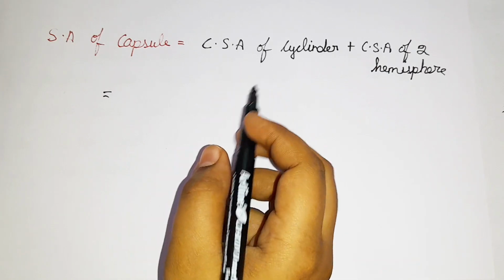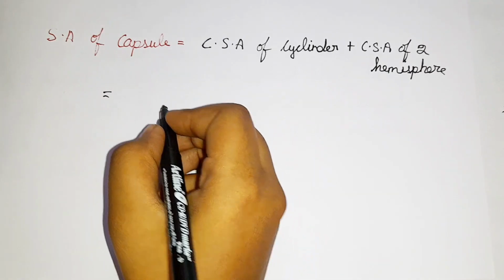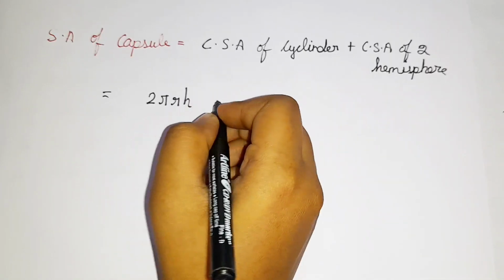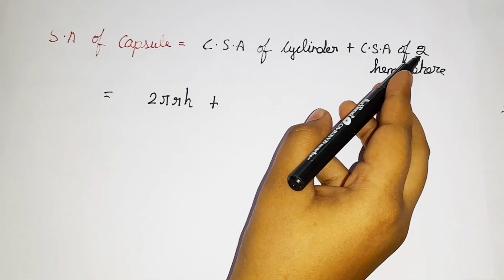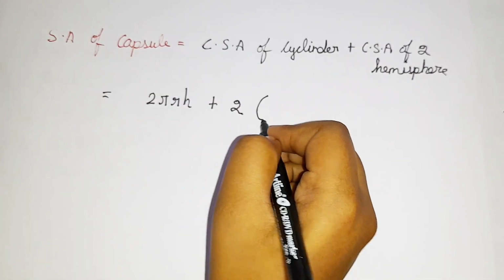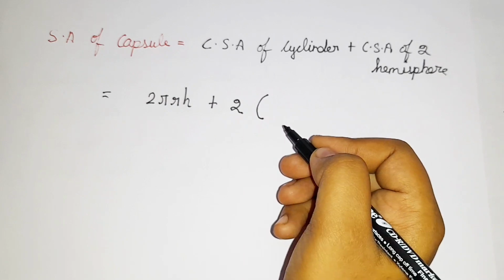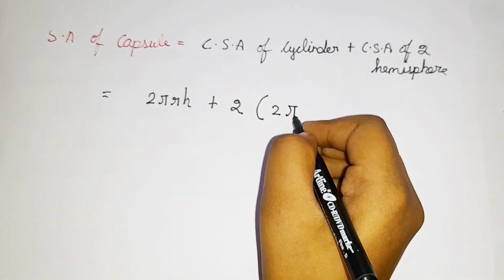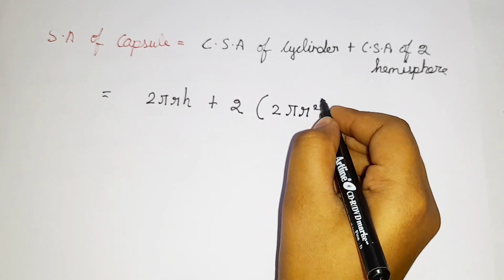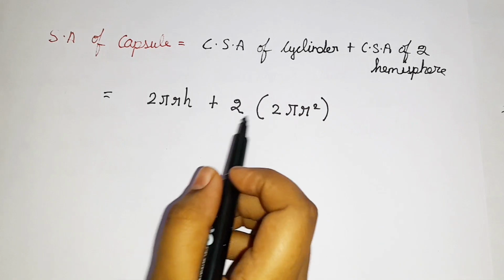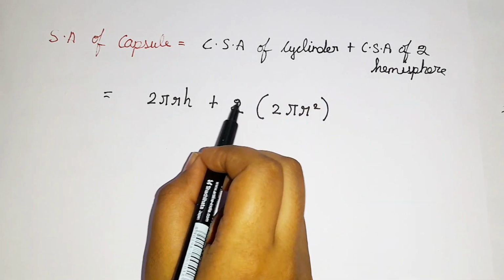So what is the curved surface area of the cylinder? The curved surface area of the cylinder is 2 pi r h. Now since I have 2 hemispheres, I am going to write 2 at first, and in brackets I am going to write the formula. So what is the formula? The formula is 2 pi r square. The curved surface area of a hemisphere is 2 pi r square. Since we have 2 hemispheres, I wrote 2 here.